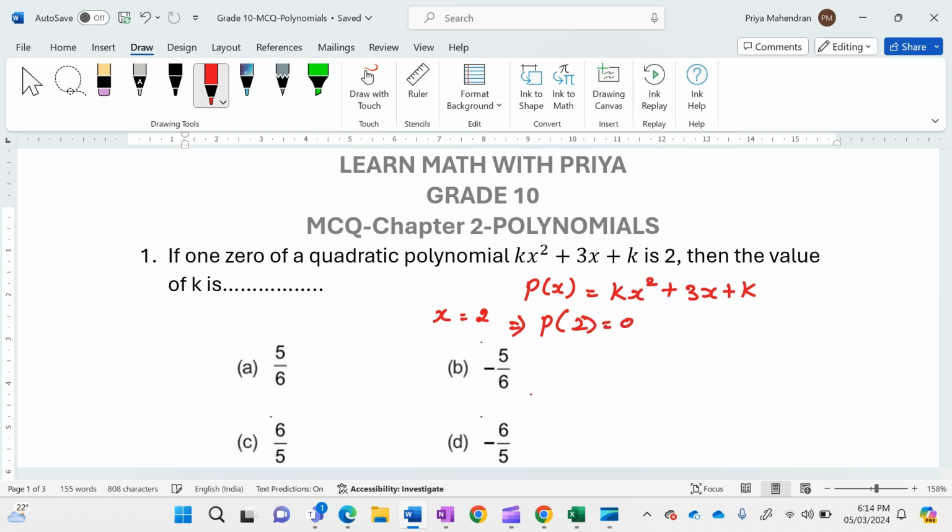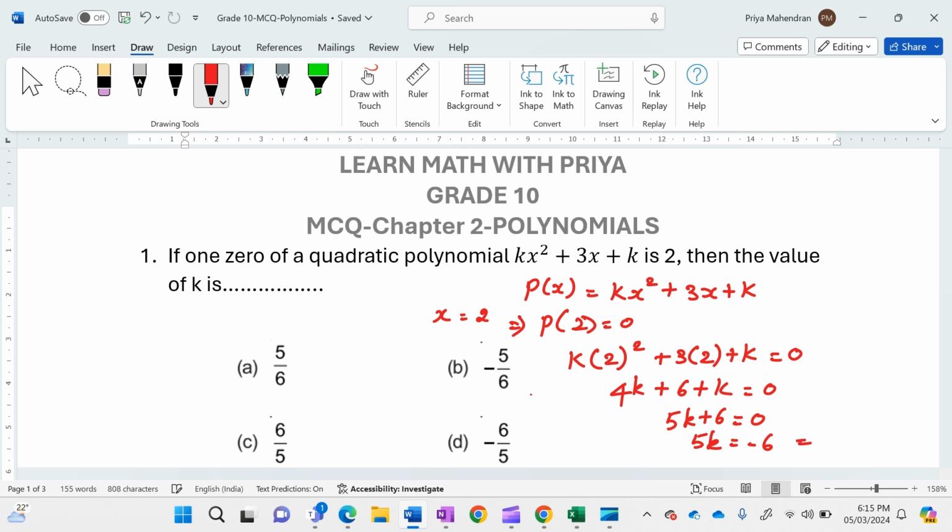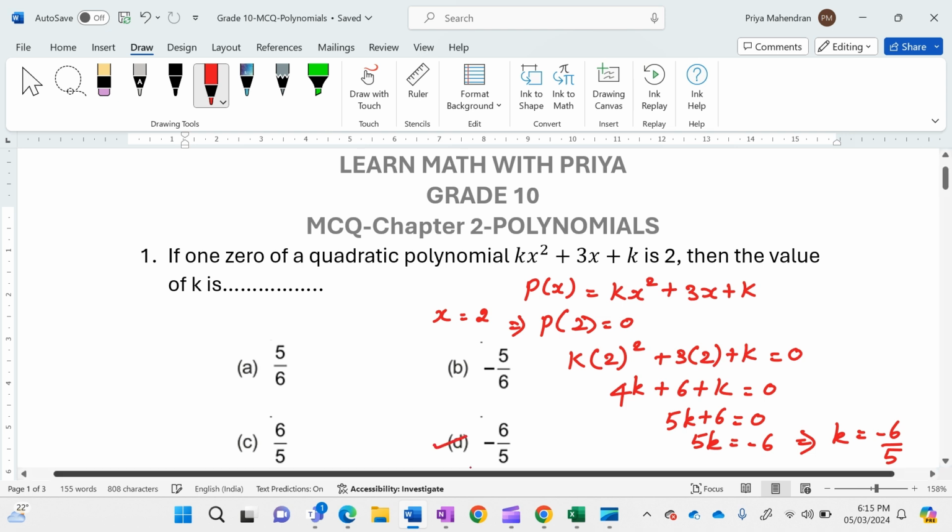P of 2 will be 0. So what is P of 2? That is k times 2 square. So wherever there is x, I'm going to substitute 2, plus 3 times 2, plus k is equal to 0. So when I substitute the value of x as 2, I will get my polynomial to be 0. Then only it is called a zero of a polynomial. So 2 square is 4, 4k plus 6 plus k is equal to 0. So 4k plus k is 5k plus 6 equal to 0. Transpose. So you will get 5k is equal to minus 6, which implies k is equal to minus 6 by 5. So the option is D.